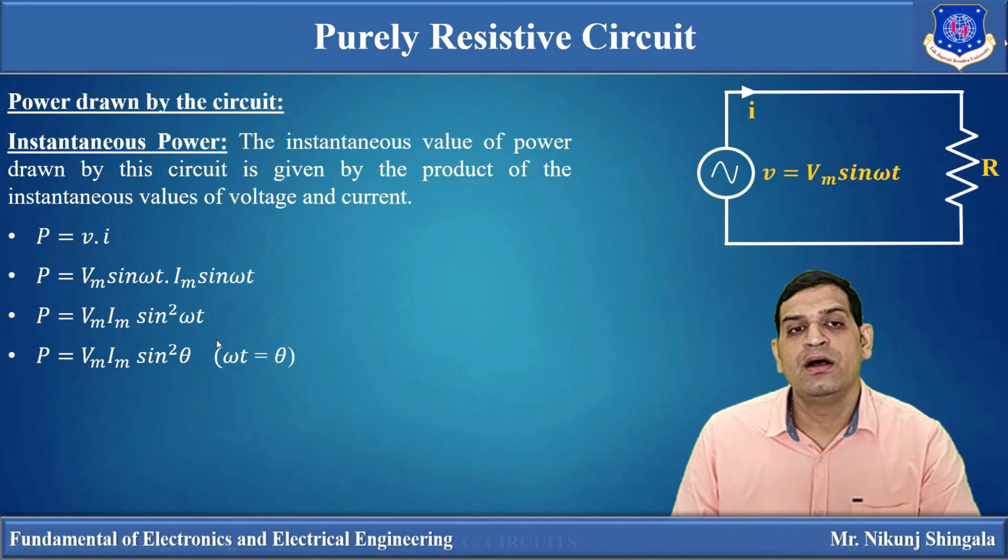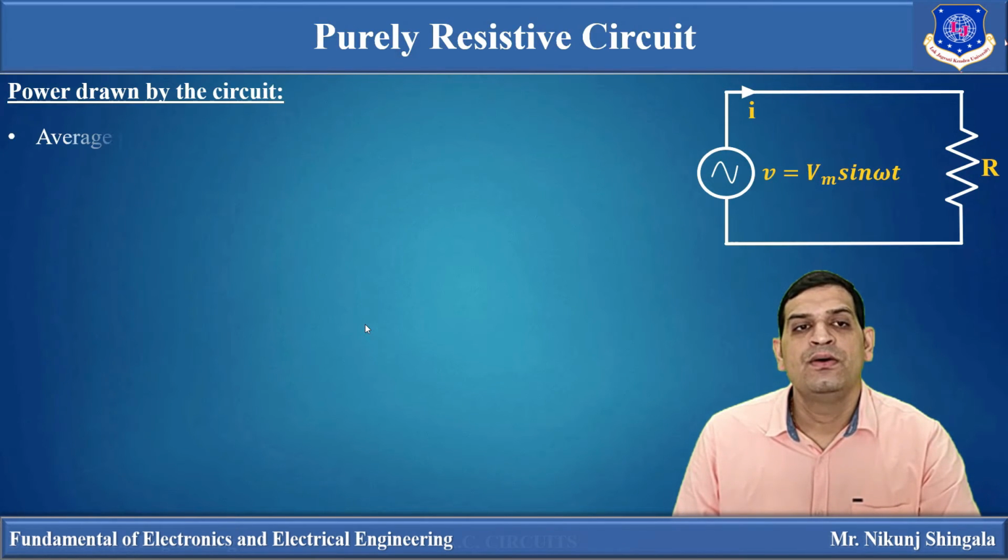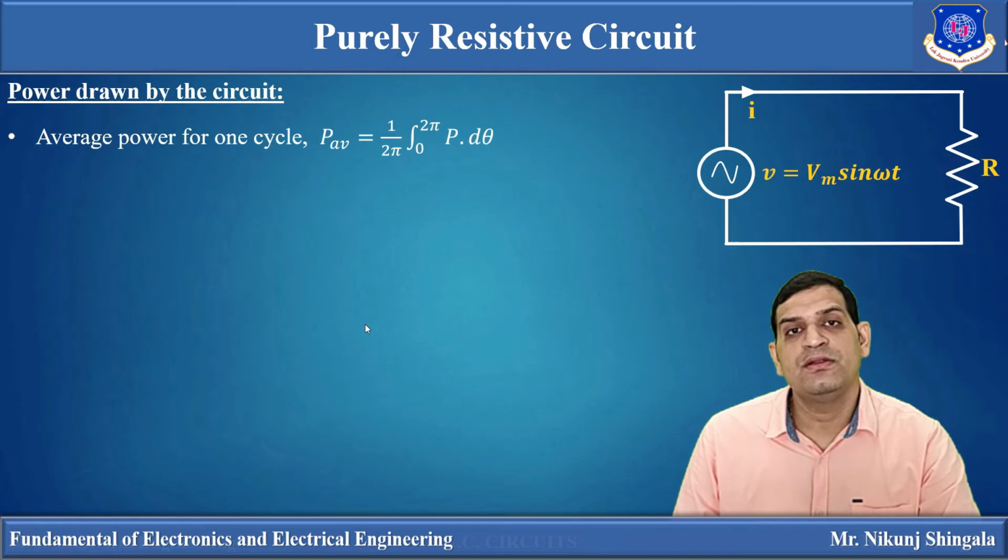Now we know omega t can also be represented in terms of theta. So we can write P is equal to Vm Im sin square theta, where theta is equal to omega t. Now that is the equation which we are getting. P is equal to Vm Im sin square theta is the equation of instantaneous power.